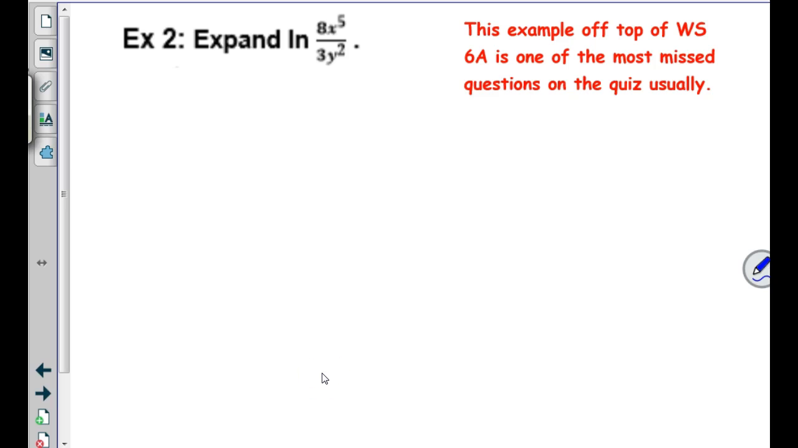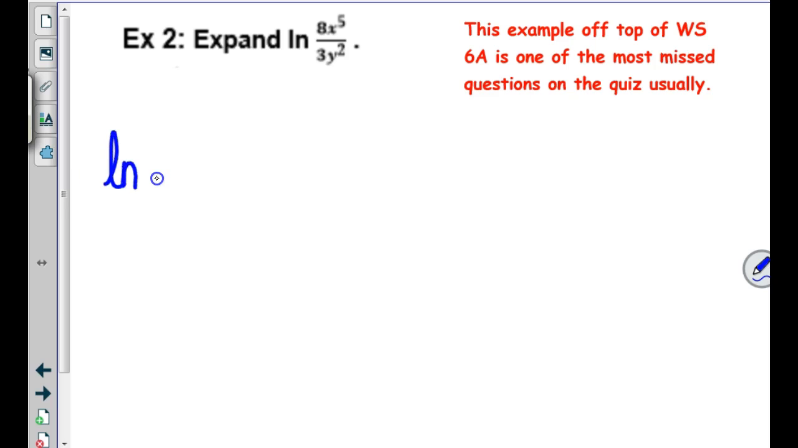You already have this worked out on your paper, okay? This is example 2 at the top, and we kind of skipped it on Friday because it was worked out and we felt like we knew what we were doing. But this is one of the most missed questions on the quiz, okay? This is 6A, example 2 on 6A. Find it? Okay. The issue that students have, tell me how to start this.